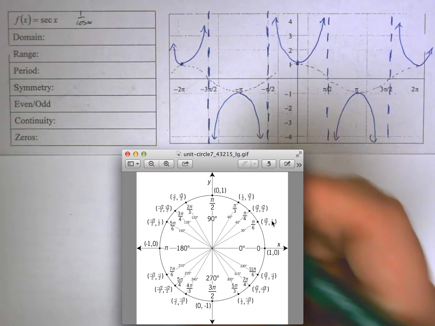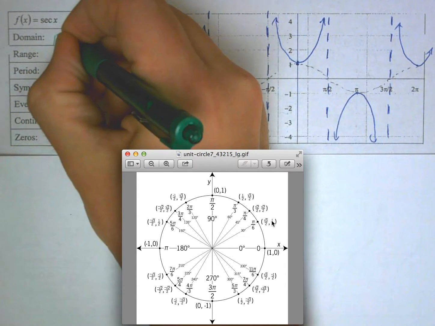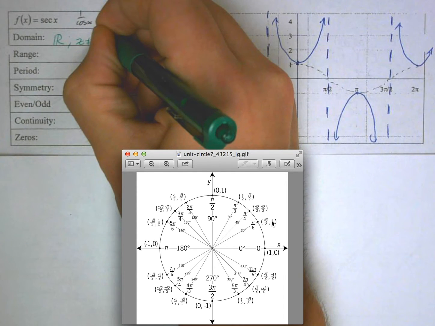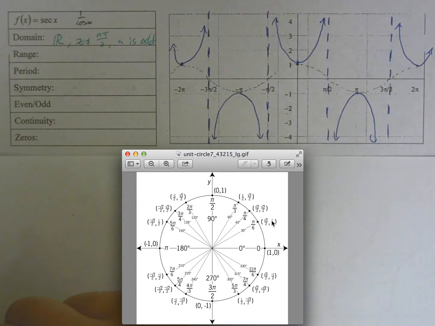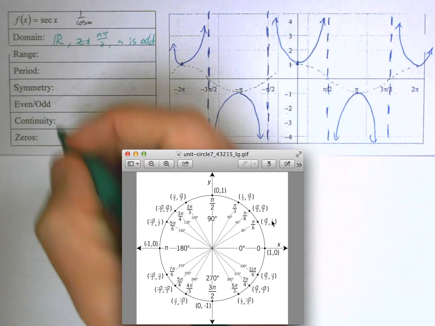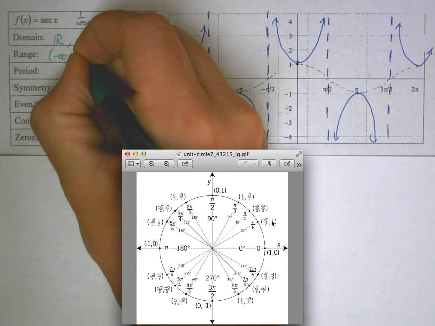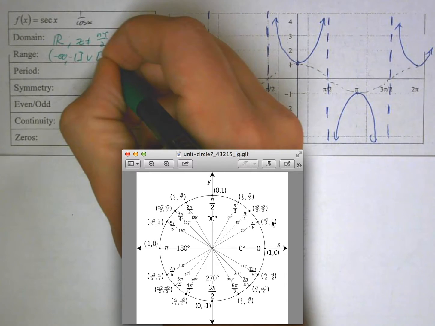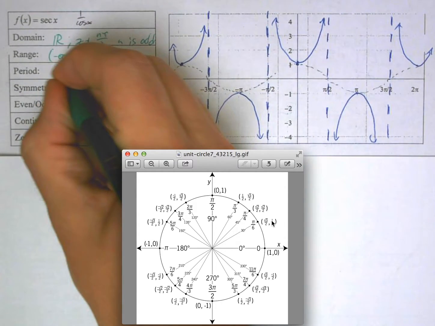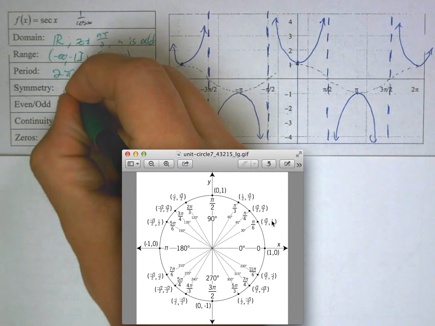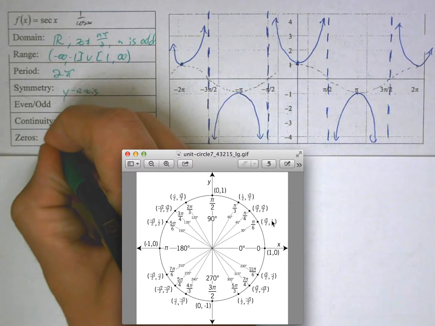Anyways, okay, domain. This one, I don't have my n pi over 2's, so I have all real numbers, except x cannot equal n pi over 2, as long as n is an odd number. Okay, range is the same thing as the last one, so from -infinity to -1, union 1 to infinity. Period. After 2 pi it repeats itself. Symmetry is y-axis. This is even then, not continuous, and no zeros.